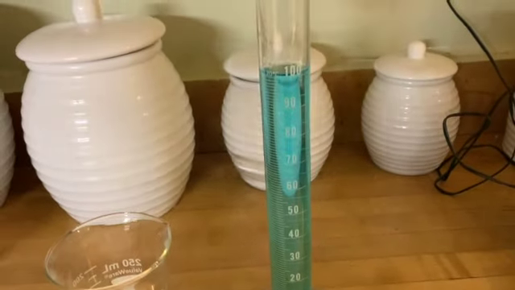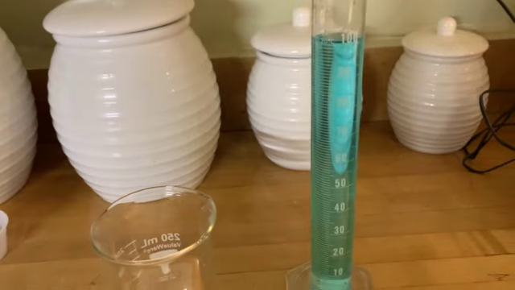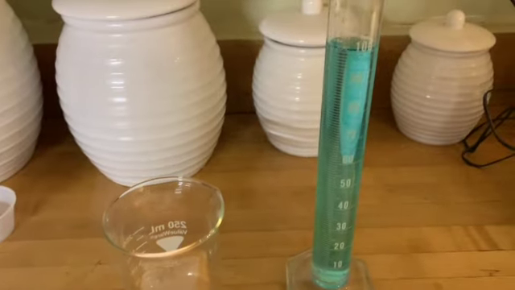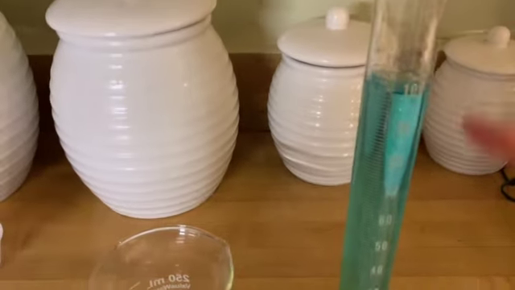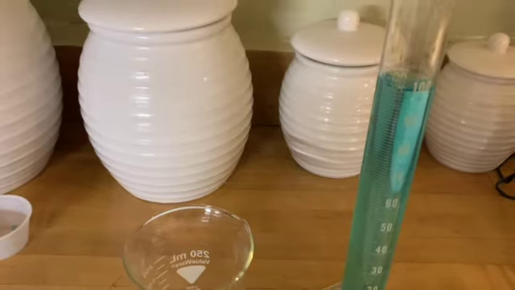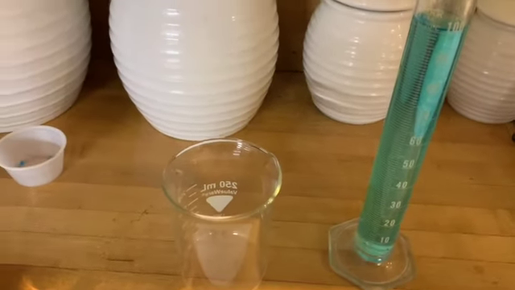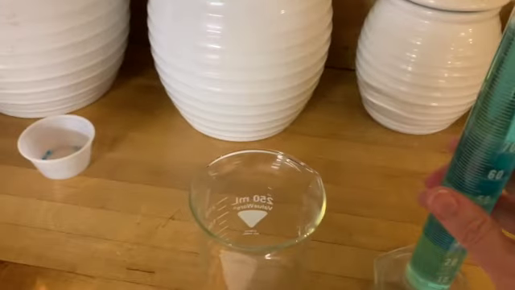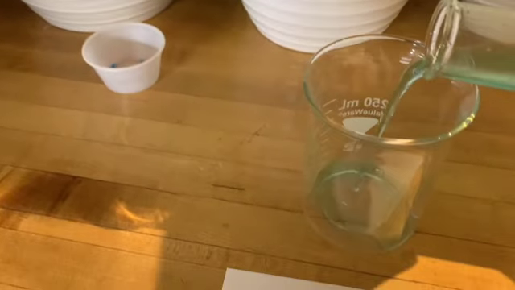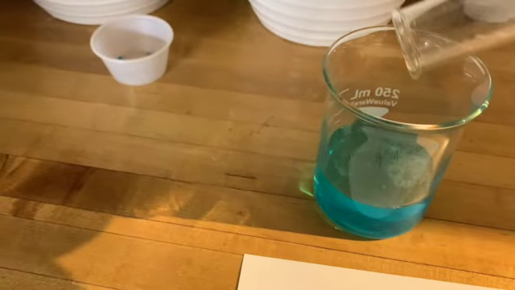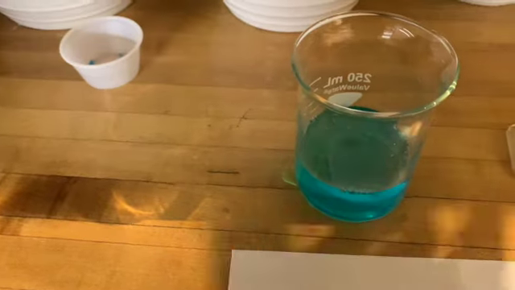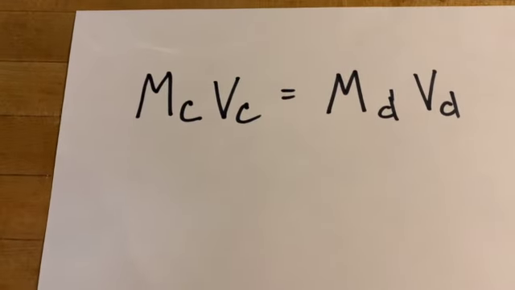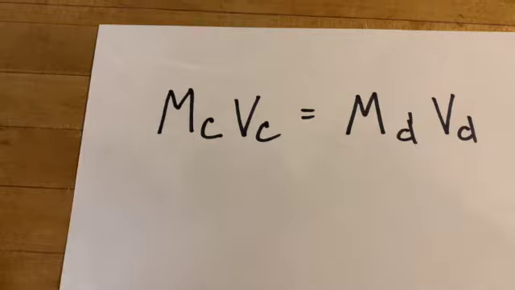Another way that we make solutions is from other solutions, and we call these dilution problems. We take a solution that has a higher concentration, take a small amount out, and add water to make a more dilute solution. We're just going to pour this into a beaker so we can hold on to it. What everybody likes about dilution problems is they follow this nice, simple little equation. We'll go over this when we go over your notes problems as well.